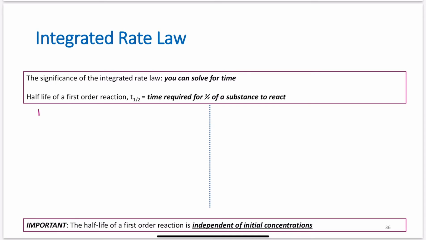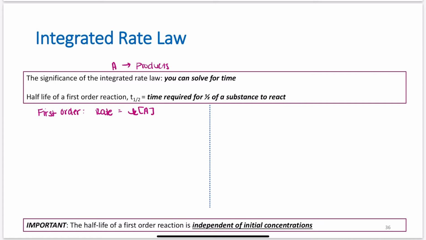First order, we know the rate law is: the rate equals K times the concentration of A. We're still looking at this reaction of A going to products. So if I wrote the rate law for this, I would write rate equals K times concentration of A.